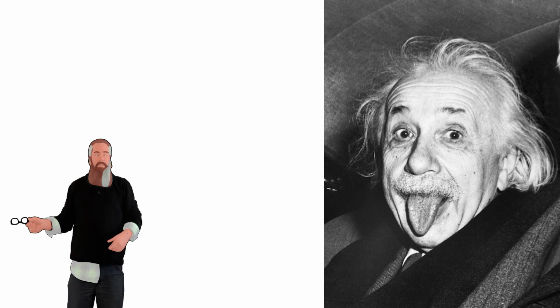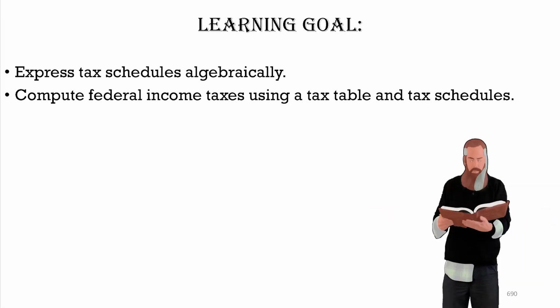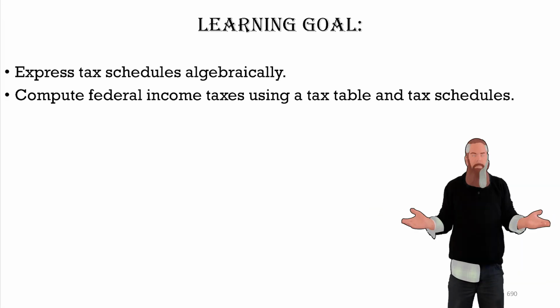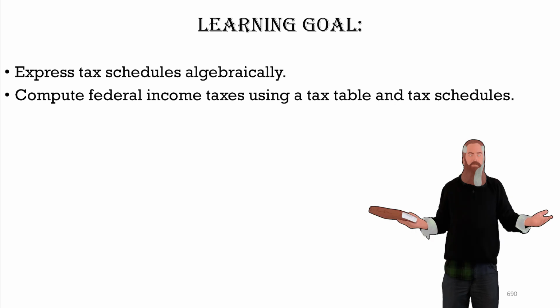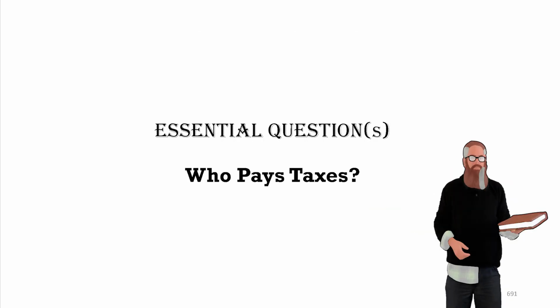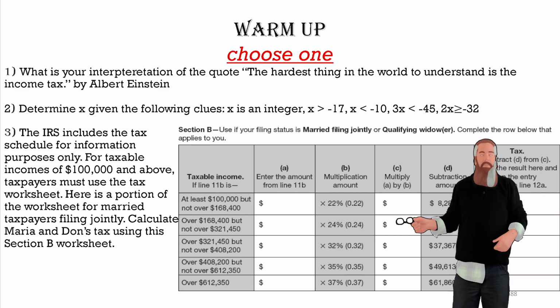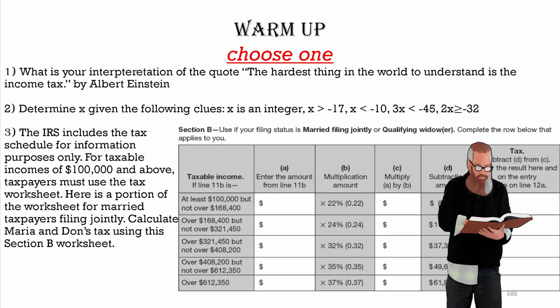It was Albert Einstein who said, "The hardest thing in this world to understand is the income tax." In this lesson, we're going to express tax schedules algebraically, and we're going to compute federal income taxes using a tax table and tax schedules, all to answer the question, who pays taxes? Before we get into it, let's make sure we're ready for this lesson by looking at warm-up number 2.